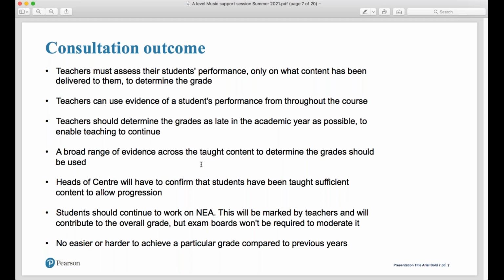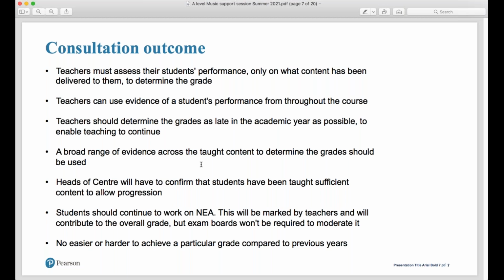And the other thing to say around this is that it should be no easier or harder to achieve a particular grade compared to previous years. At that point, I can see someone asking about grade boundaries and what grade boundaries you're going to use. There's no specific detail around that at this point. There are lots of support package type things that will be coming to help you determine the teacher assessed grade, but at this point, we're not saying to use any particular grade boundaries to inform those decisions. I think you should be focusing on the content and delivering that to your students and continue to do that.